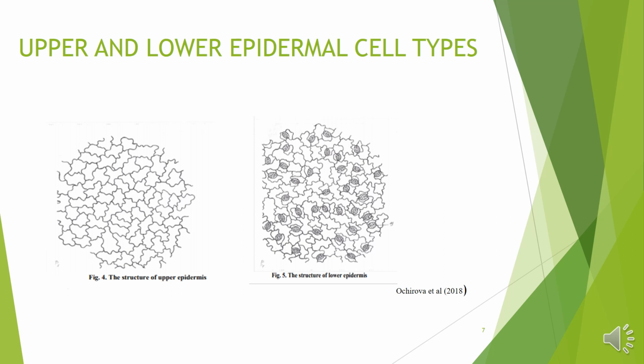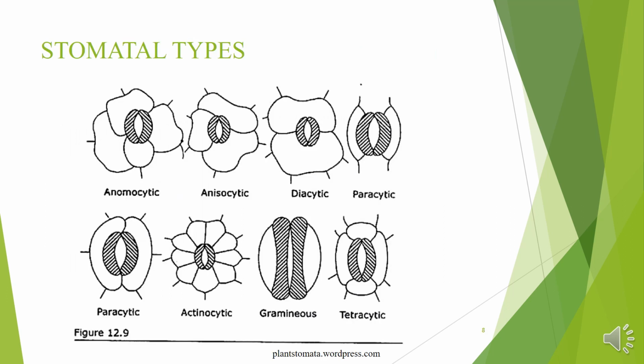Now of importance that we should note is the walls of these epidermal cells. Sometimes they're straight, sometimes they're wavy. So depending on the sample, you want to note the shape of the epidermal cells that you have. And so you will also observe the different stomatal types in your sample.